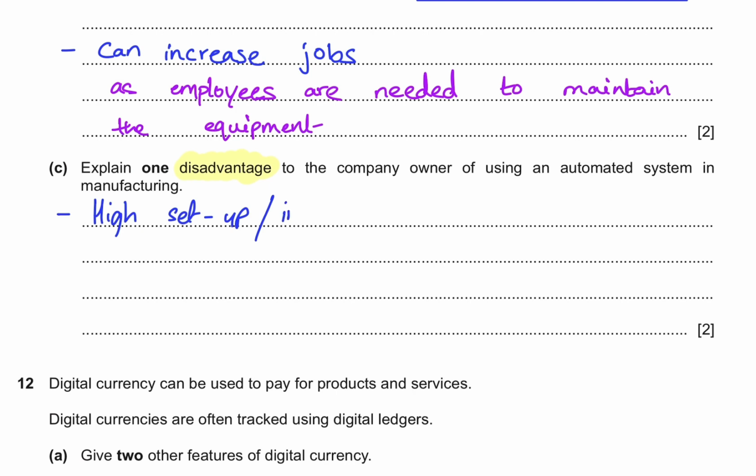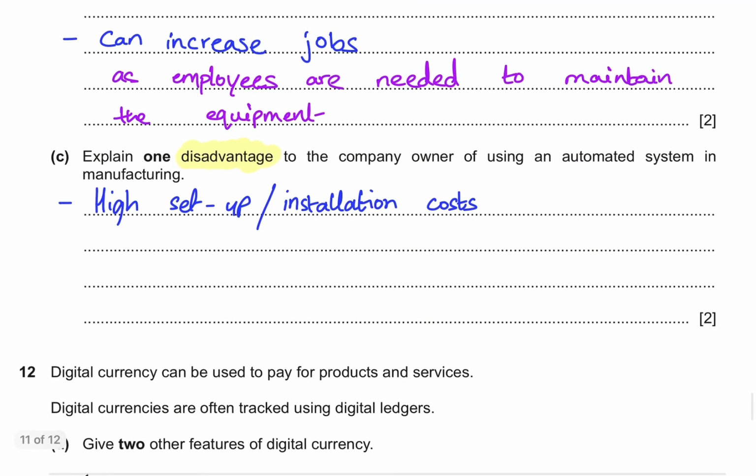Okay, installation costs. Because the company will need to find a lot of money upfront to pay for the equipment. Okay, or if you guys want, we can take an easier one. This is the basic one. The basic one says high setup or installation cost, because it would mean the company has to find a lot of money to pay for the equipment.